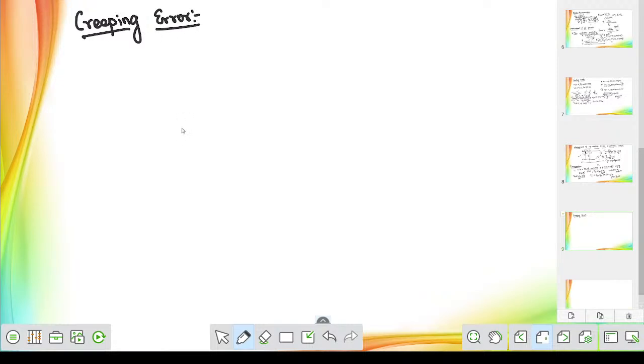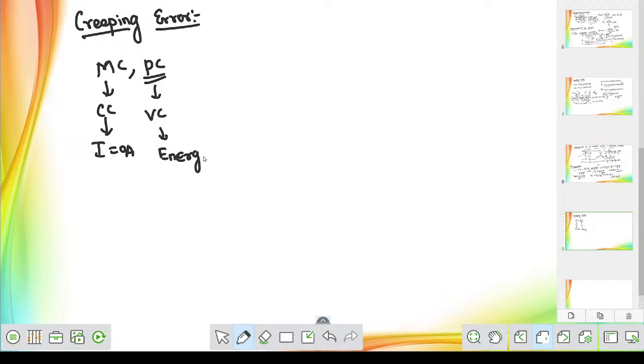As we observe in the wattmeter, we have two coils: a moving coil, which is nothing but the current coil, and a pressure coil, which is nothing but the voltage coil. In the creeping condition, there will be no current in the current coil, but the pressure coil has been energized. I am repeating again: when we are discussing creeping error, there will be no current in the current coil.